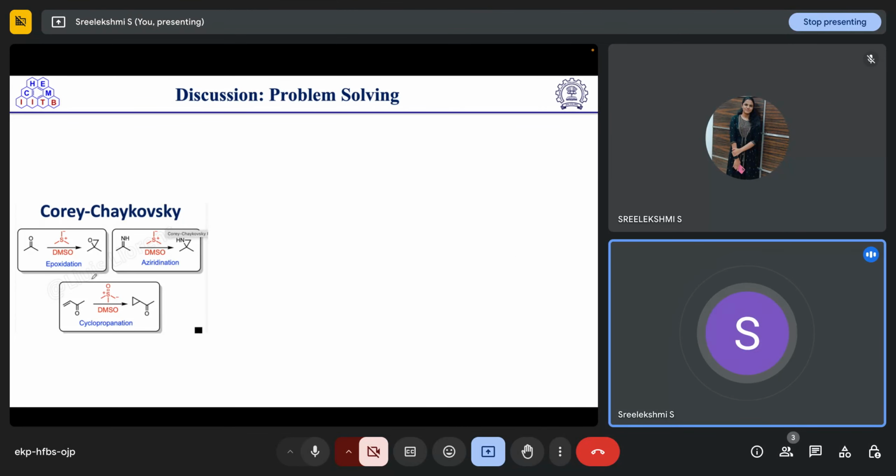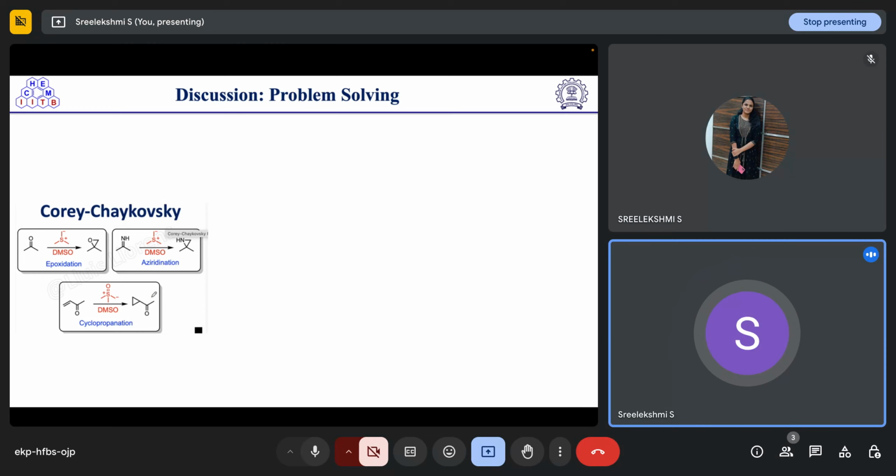Here, the sulfur halides upon treatment with DMSO, depending on the starting material, can give epoxides, aziridines, or cyclopropanation. If we are treating it with a carbonyl compound, we will get an epoxide. If we are treating it with an imine, we will get an aziridine. And if we are treating it with a double bond, then we will get a cyclopropanated product.